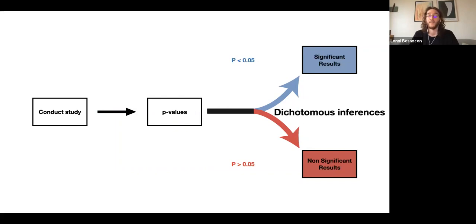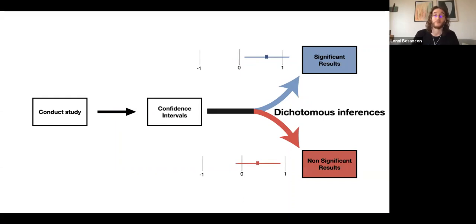And these dichotomous inferences, if you look at p-values, happen with the magic value of 0.05, right? If you're below it, you have significant results. If you're above it, then you have non-significant results. But they can also happen with confidence intervals. Crossing the threshold that you set for yourself, such as 0 or 1 or whatever, would lead to significant or non-significant results.